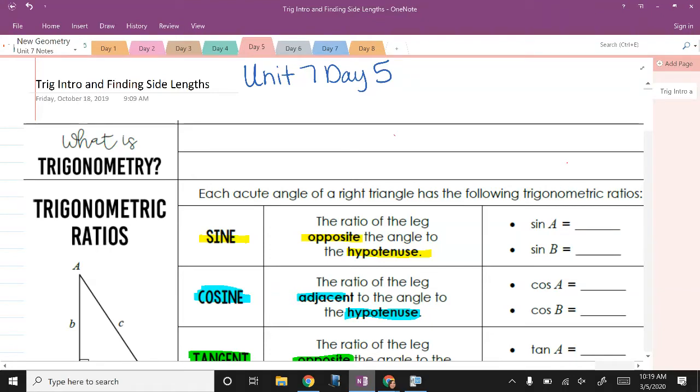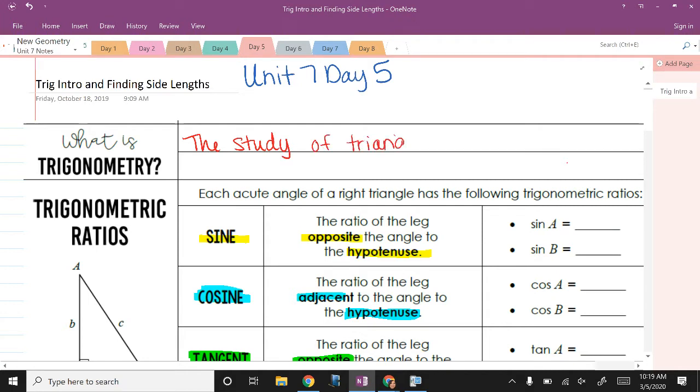Today we get to the fun stuff about right triangles, and that is trigonometry. So what is trigonometry? Trigonometry is the study of triangle measurements.